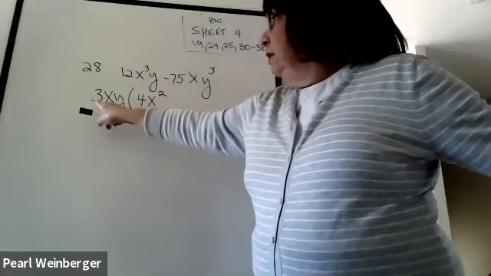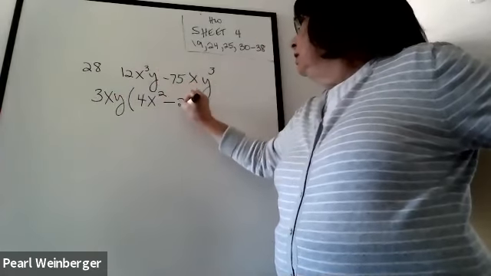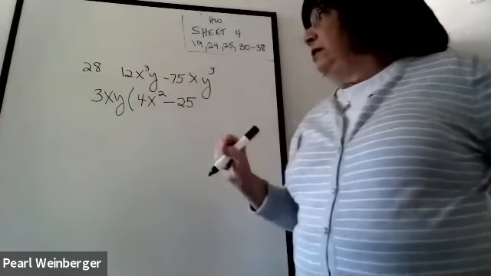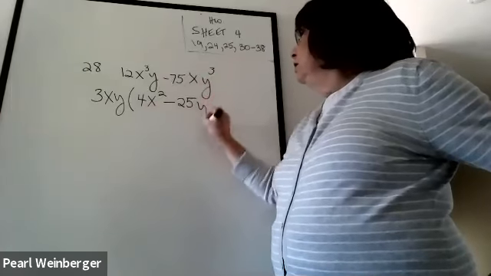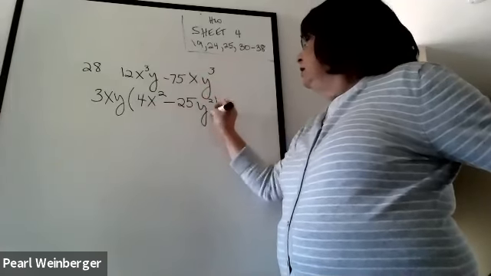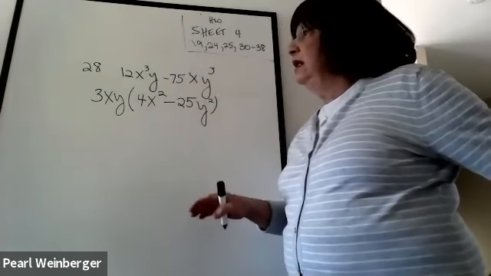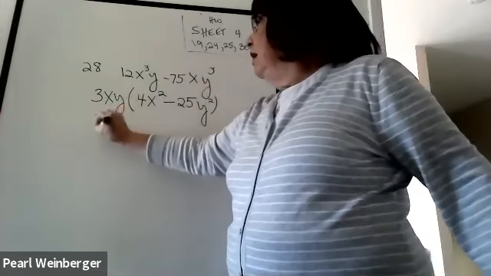Now I do the same thing with the second term. 3 into negative 75 is negative 25. X into x cancels out. Y into y to the third gives me y squared. And what I see now is this binomial inside the parentheses is the difference of 2 squares. So I can factor that further.